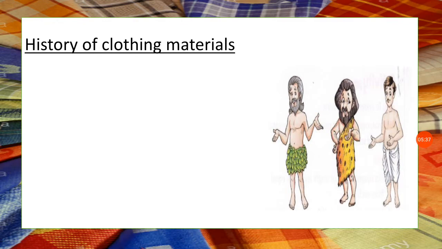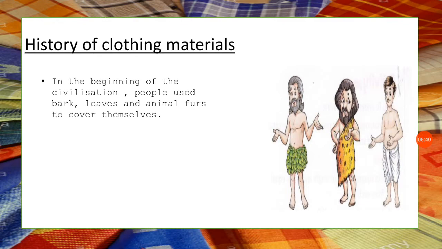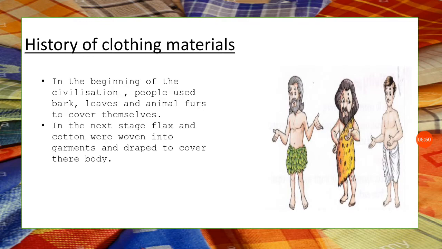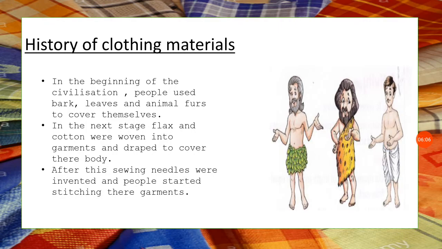History of clothing material. In the beginning of civilization, people used barks, leaves, and animal furs to cover themselves. In the next stage, flax and cotton were woven into garments and draped to cover themselves. Earlier, we didn't have any kind of dresses, so people just covered themselves with clothes made by them. Then came the invention of sewing needles, with which we now stitch our garments and wear them as and when we require.